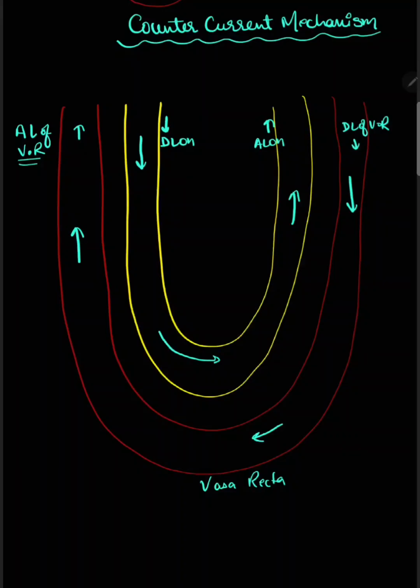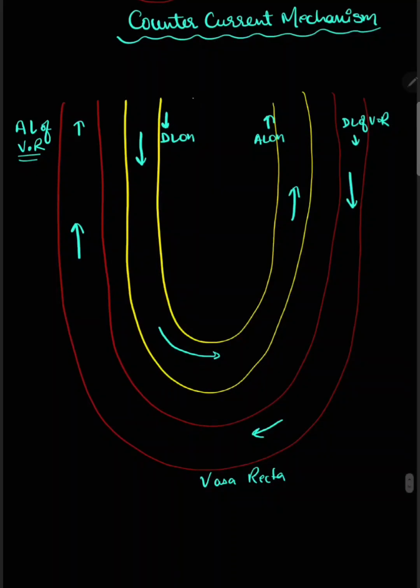Now what is the osmolarity here? At this portion the osmolarity is about 300 milliosmol, then it will start increasing: 300, 400, 600, 800, 1000, and at this portion it's 1200. So at the extreme end of the loop of Henle, or the extreme end of the vasa recta, it is about 1200 milliosmol. Our blood osmolarity is 300.